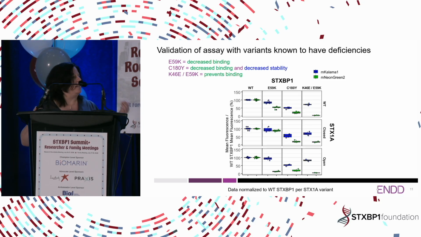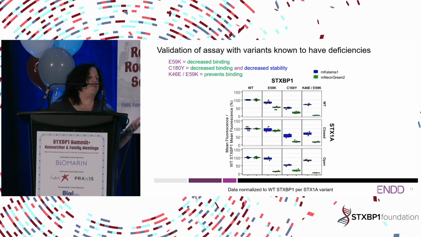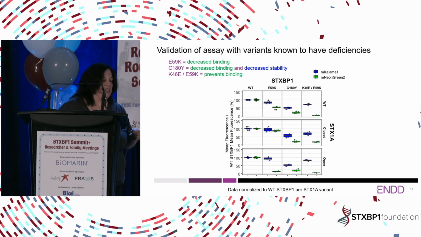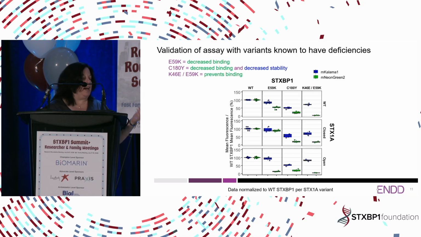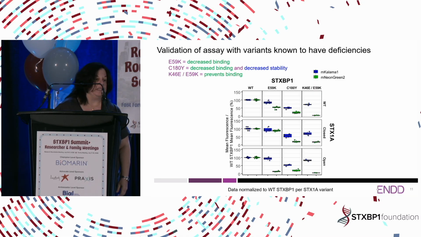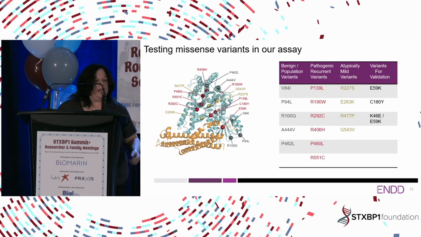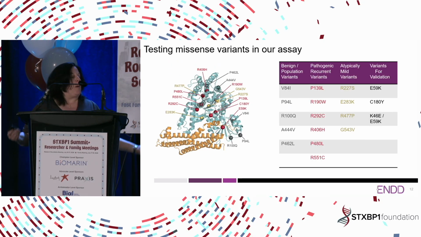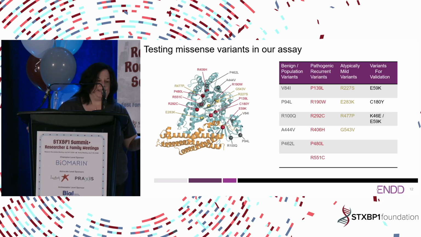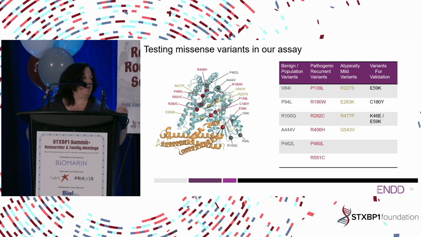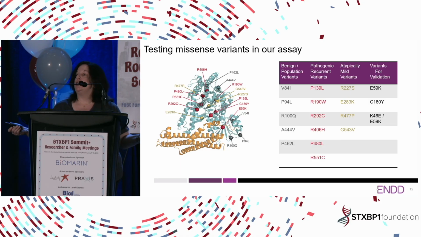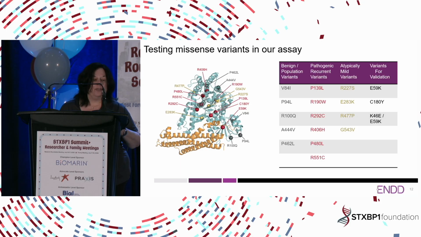Now, looking at that double mutation, there's an even further reduction of binding with the mNeon green as expected. We also identified, which previously was not reported, that this double mutation does have reduced stability. Now we wanted to look at a variety of different variants in our assay. We wanted to test benign population variants. We wanted to test pathogenic known recurrent variants, and we also wanted to test atypically mild variants.